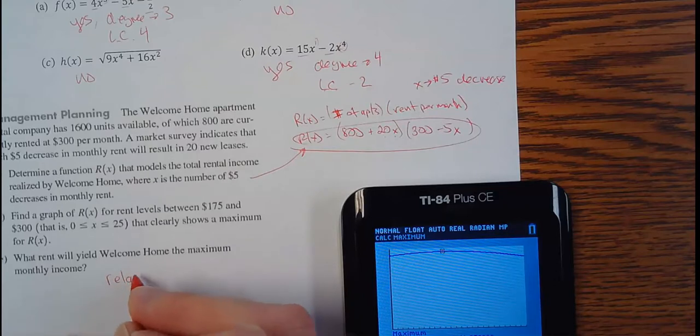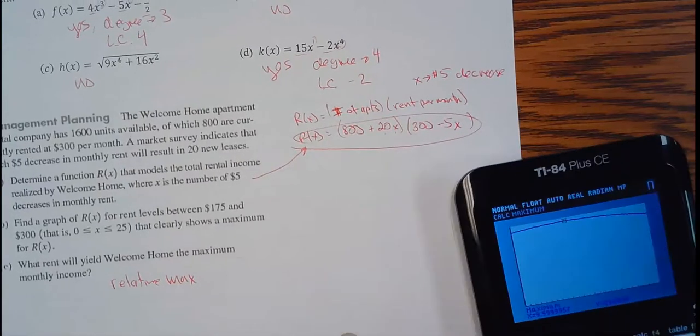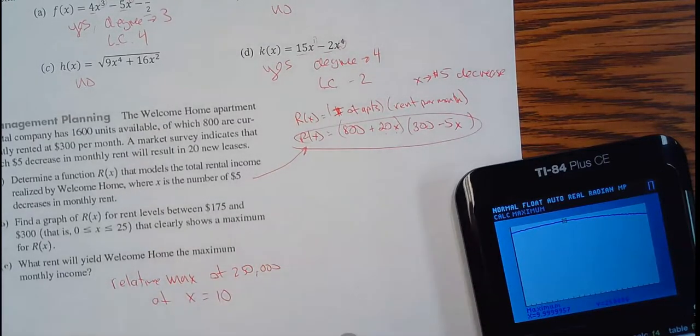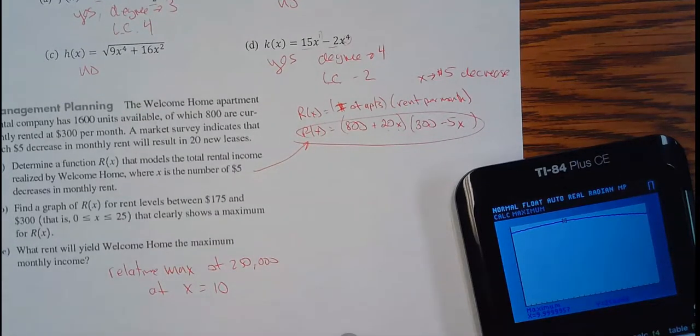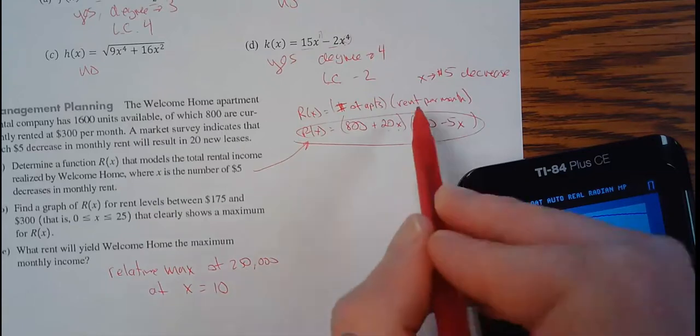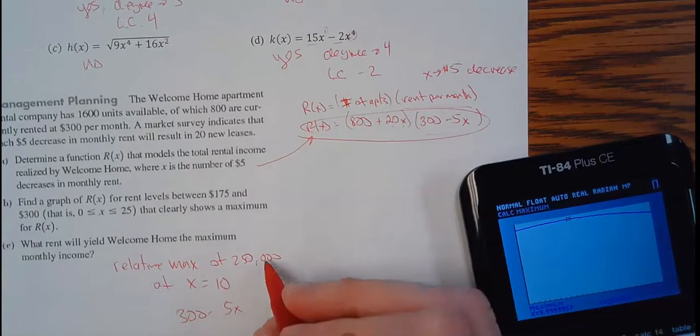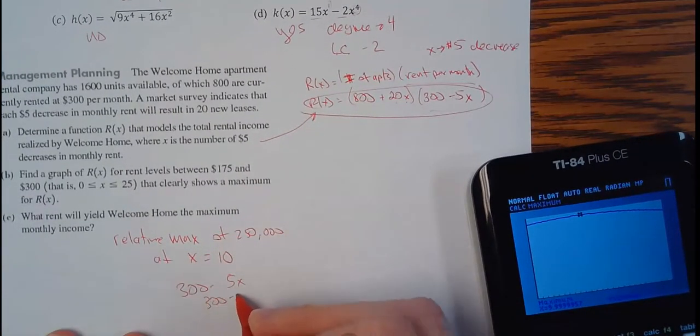So there's a relative max of 250,000 at X equals 10. That doesn't tell me the rent. That just means that if I did 10 $5 decreases, my revenue would be $250,000. Well, I want to know the rent per month. Rent per month is 300 minus 5x. So that'd be 300 minus 50. If I plug a 10 in there, that'd be $250 would be my rent.